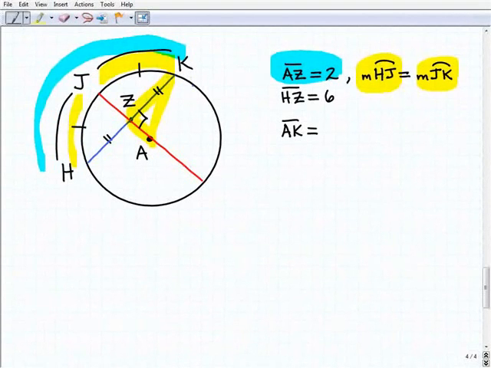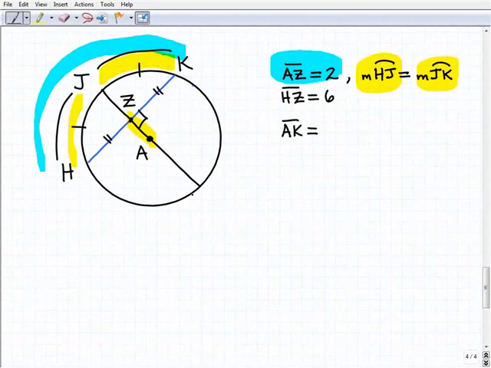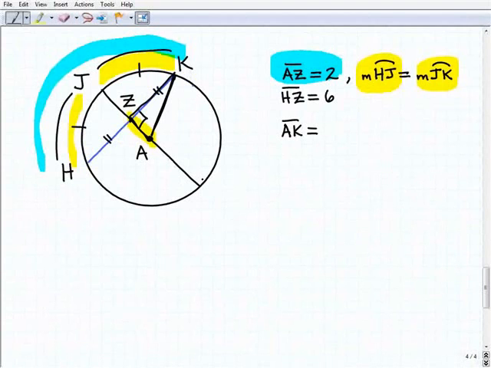If you're struggling a little bit, like I said, go back to the lesson and try some of the more basic problems. Now with that said, let me erase this. We had our diameter right here. Now let's focus in on this right triangle right here. What pieces of information do we have in order to solve for AK?